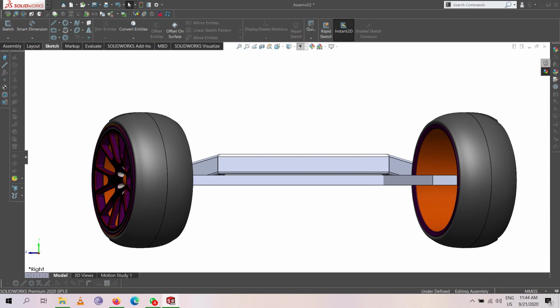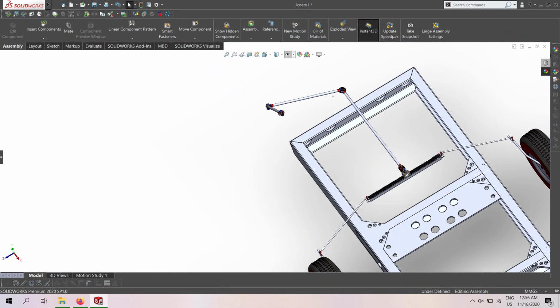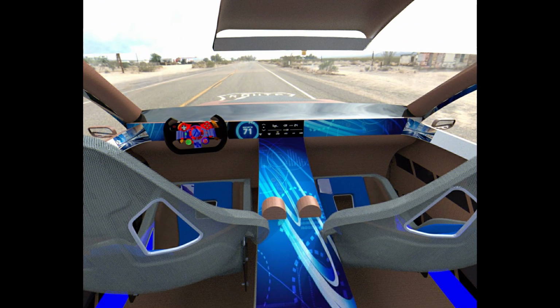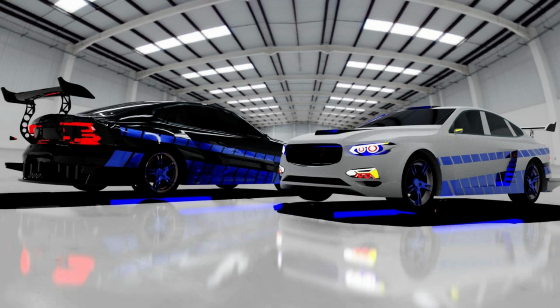Now the important points of having the Ackermann steering in your vehicle. First, the right side tire moves faster than the left side tire in a left turn, and the left side tire moves faster than the right side tire in a right turn. Also, the front wheel moves faster than the rear wheel in any turn. It also prevents tires from slipping, and it also provides better cornering.